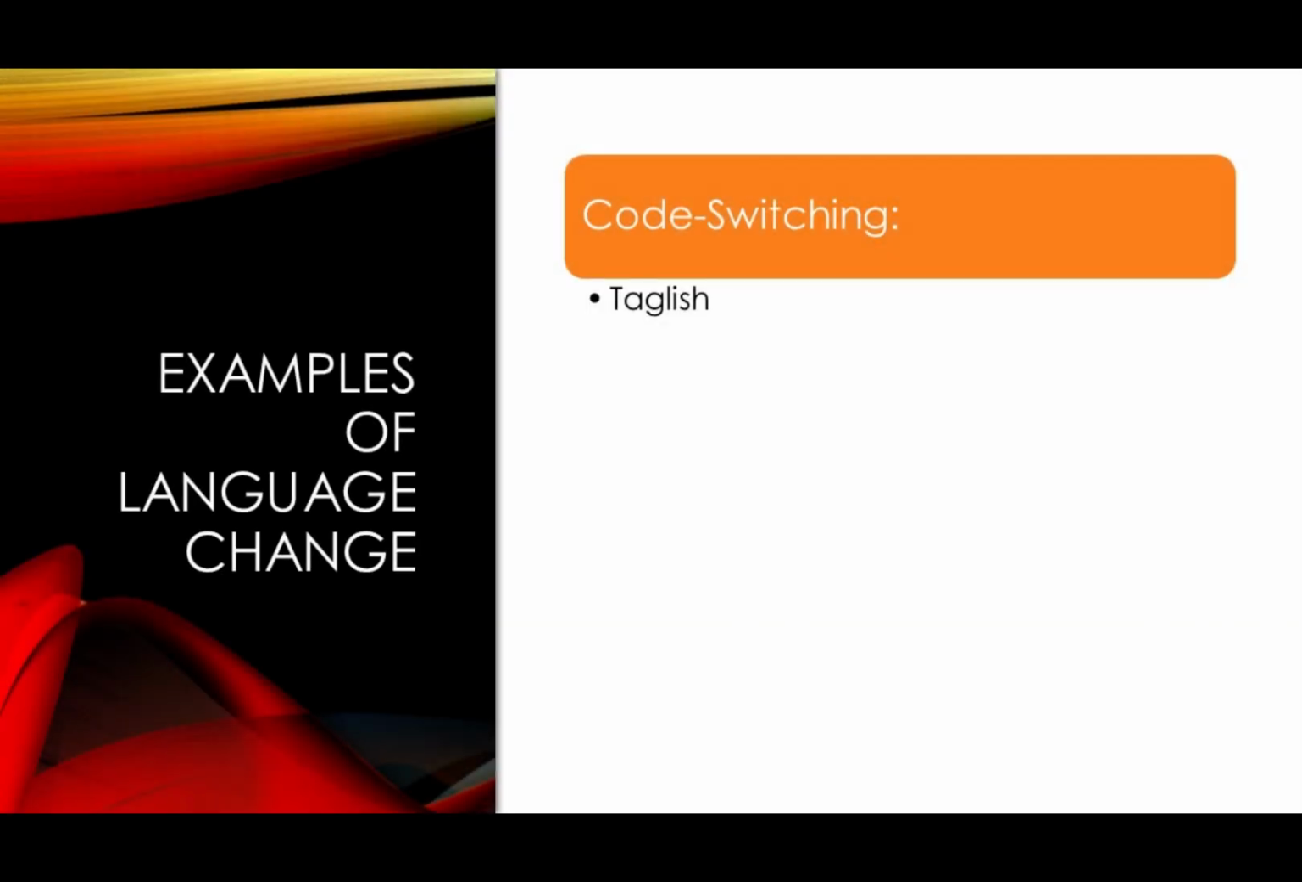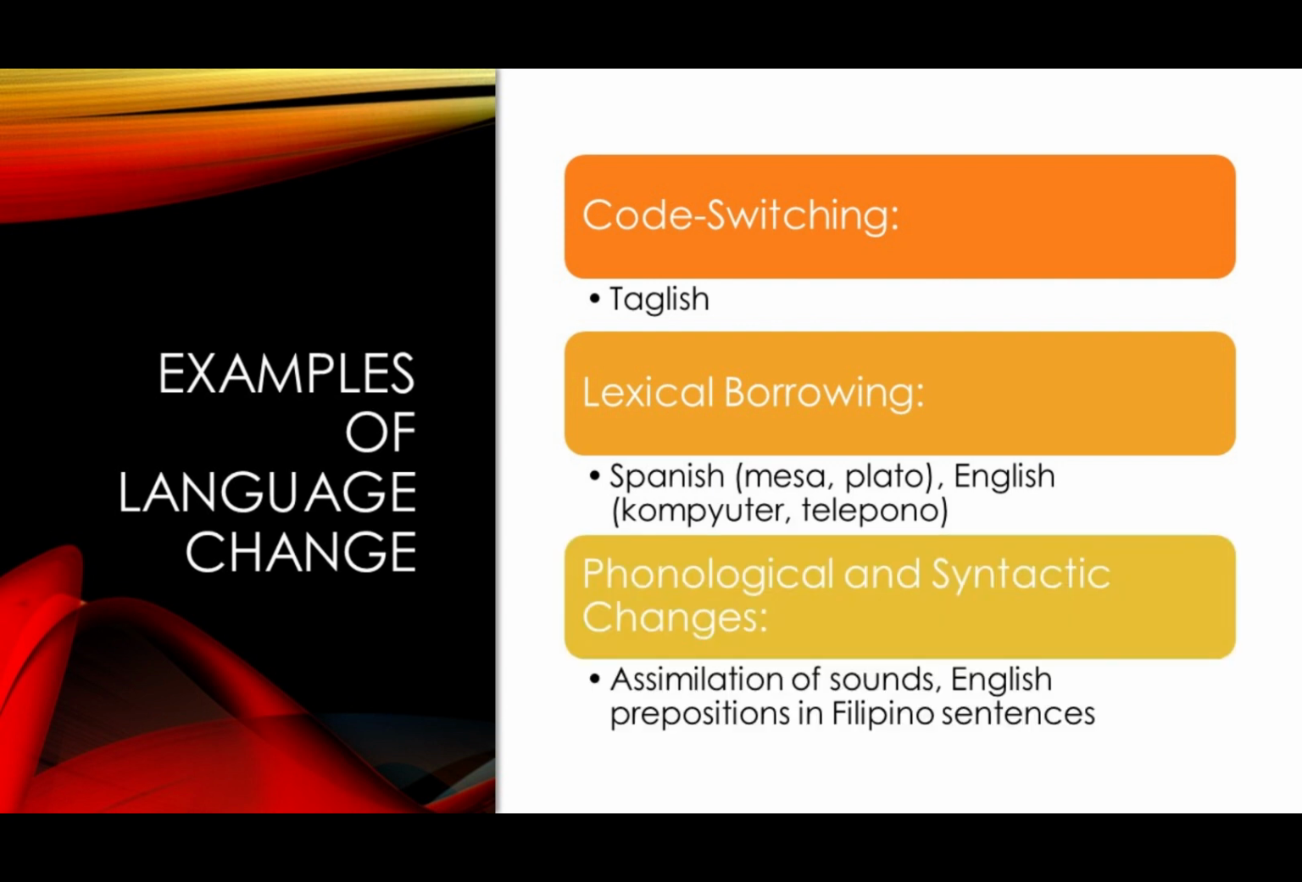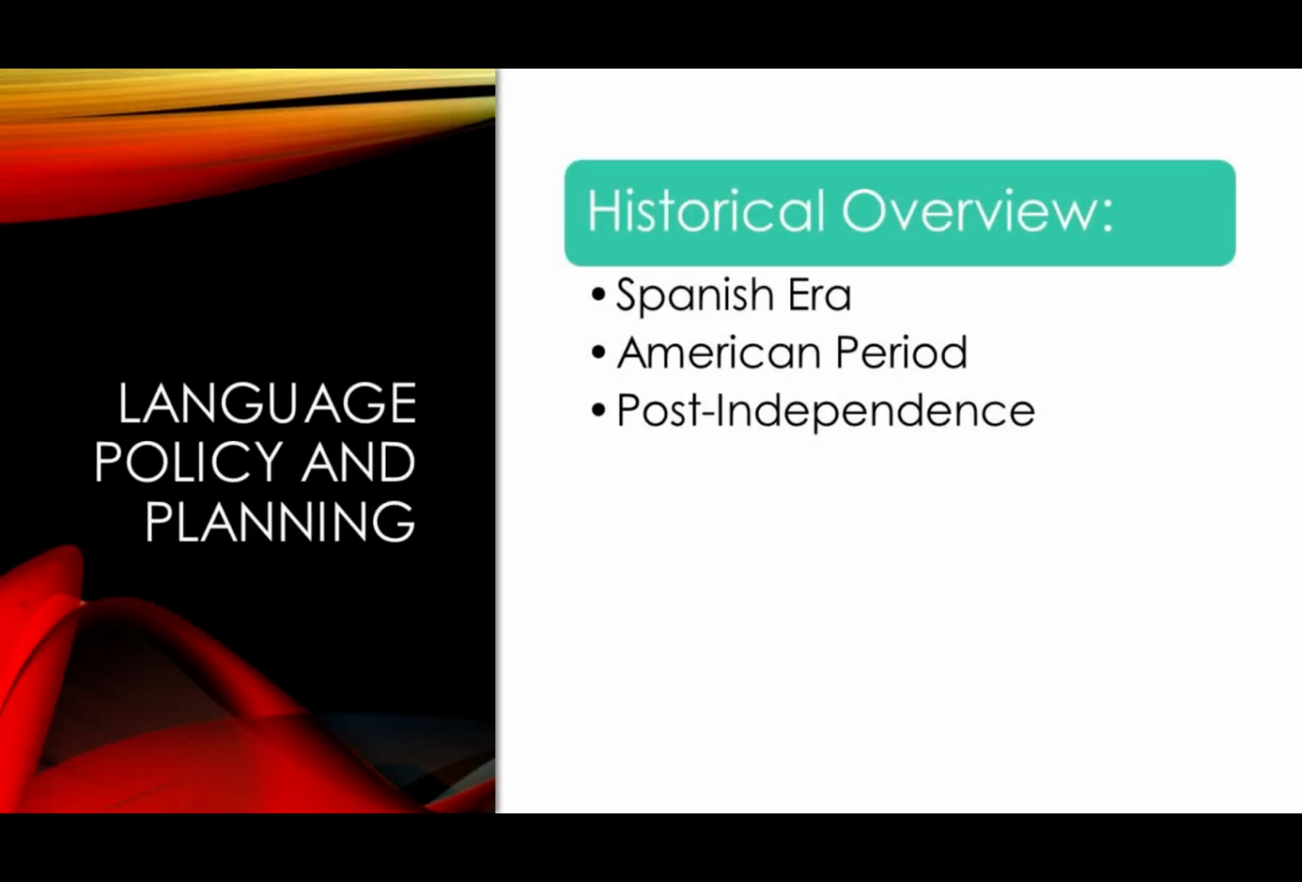Language change in the Philippines can be seen through code switching, such as Taglish, and lexical borrowing from Spanish and English. Phonological changes include the assimilation of sounds, and syntactic changes are evident in the use of English prepositions in Filipino sentences. Language policies in the Philippines have evolved from the Spanish era through the American period to the present.